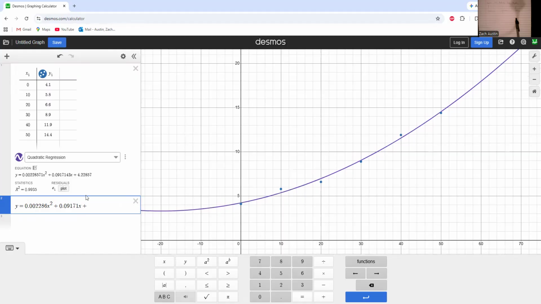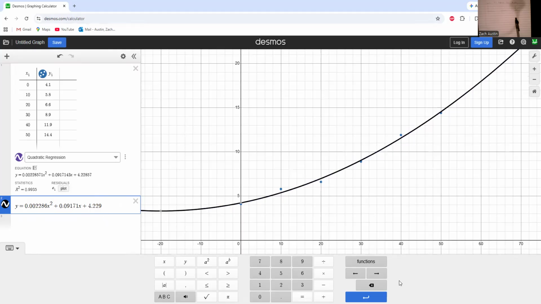And then for our last one here, all of our digits are significant, so 4.228, or sorry, 229, because the number after that is 5 or bigger. We've got 4 significant digits. 4.229 is our C value for this particular quadratic model.